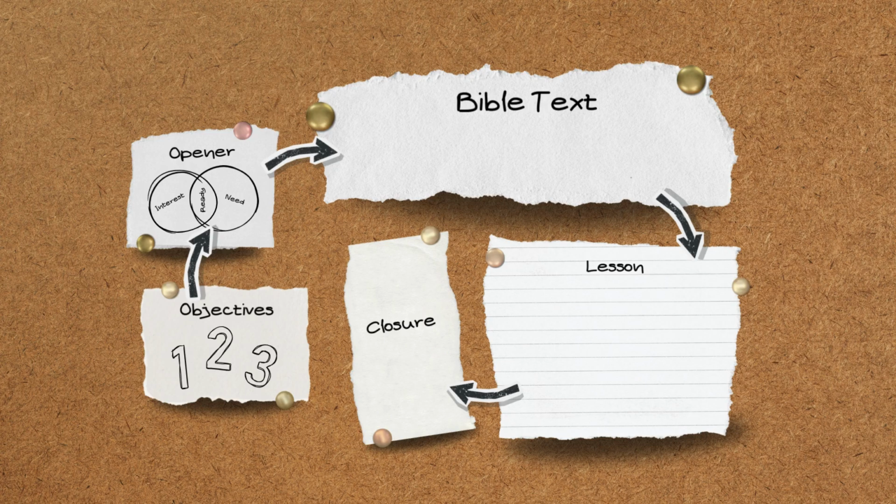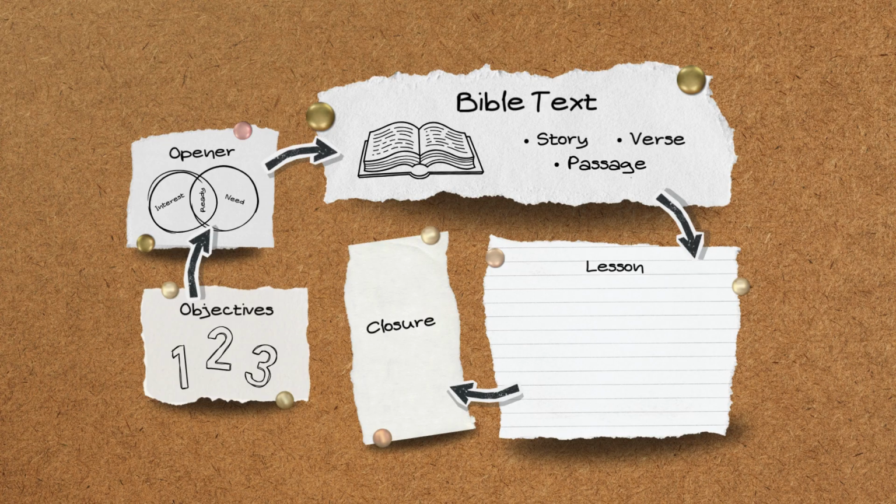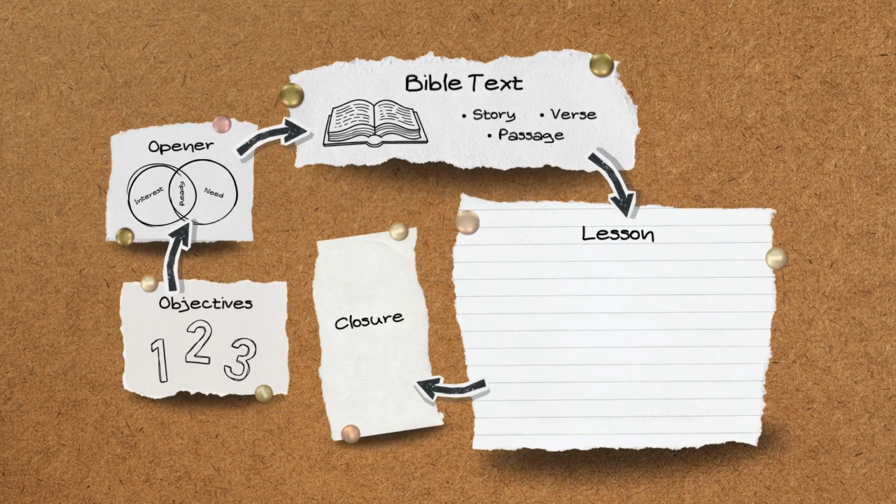The most important part of the lesson is the biblical text. God's Word is the central feature of the lesson. This may be a Bible story, verse, or passage. The objectives, opener, lesson, and closure all serve the biblical text. Think of the biblical text as what God has to say concerning the topic at hand.